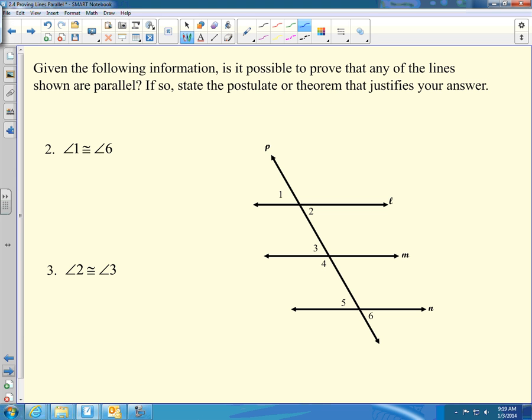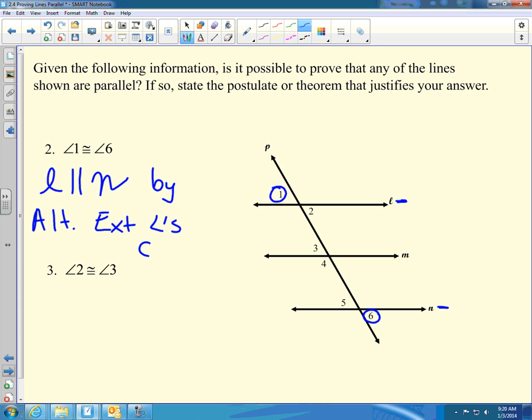Okay, so let's put these with some examples here. It says, given the following information, is it possible to prove if any of the lines shown are parallel? So if we're talking about angles 1 and angle 6, they're going to deal with lines L and N. Well, angles 1 and 6 have a relationship of being alternate exterior. So I can say L is parallel to N by alternate exterior angles converse.